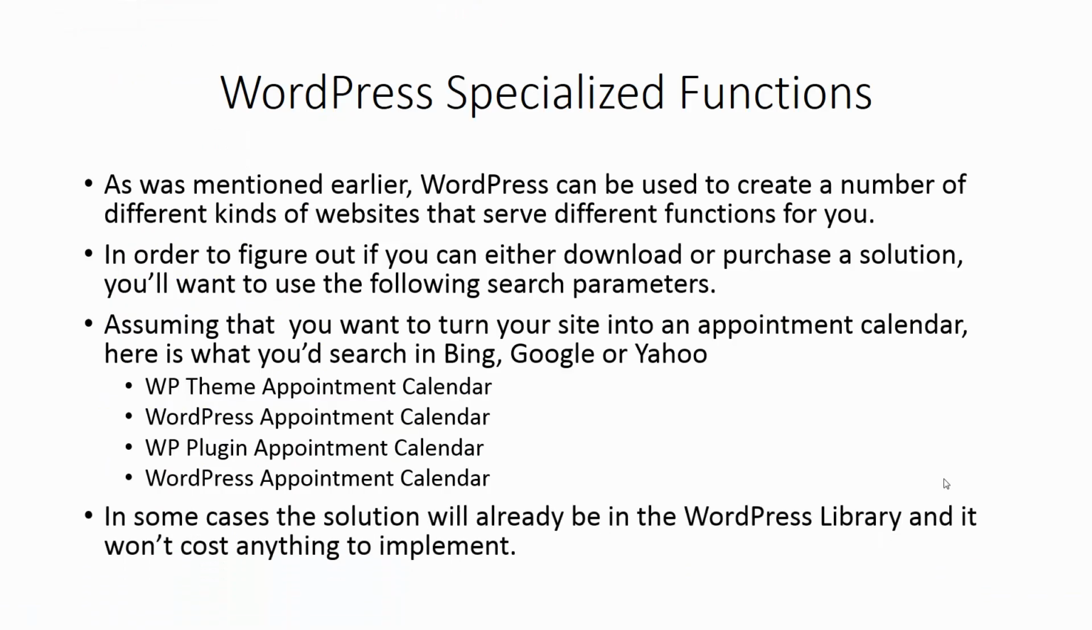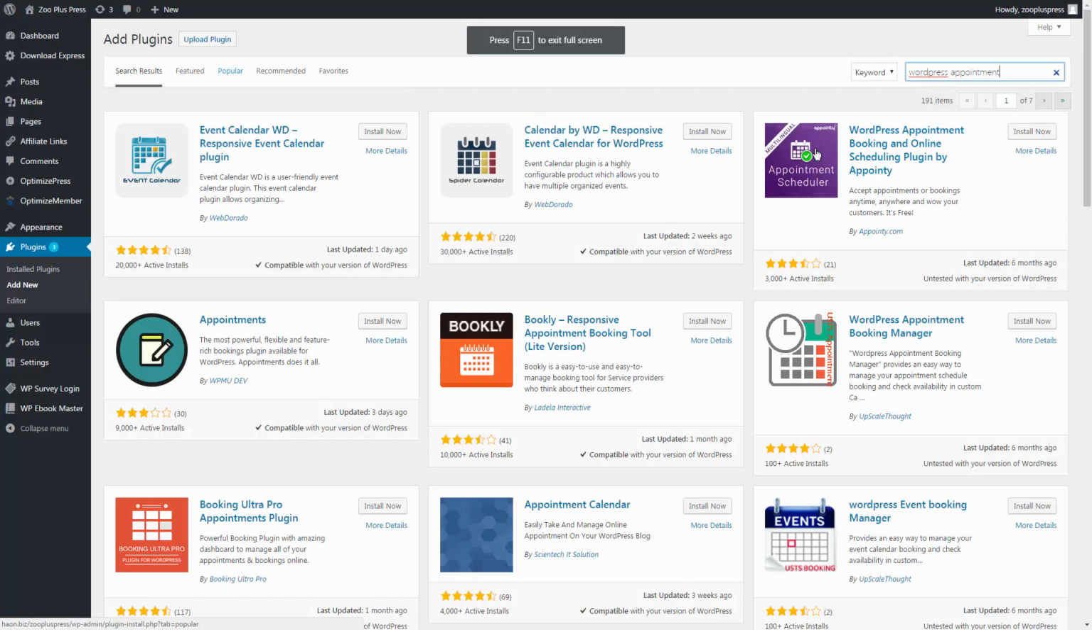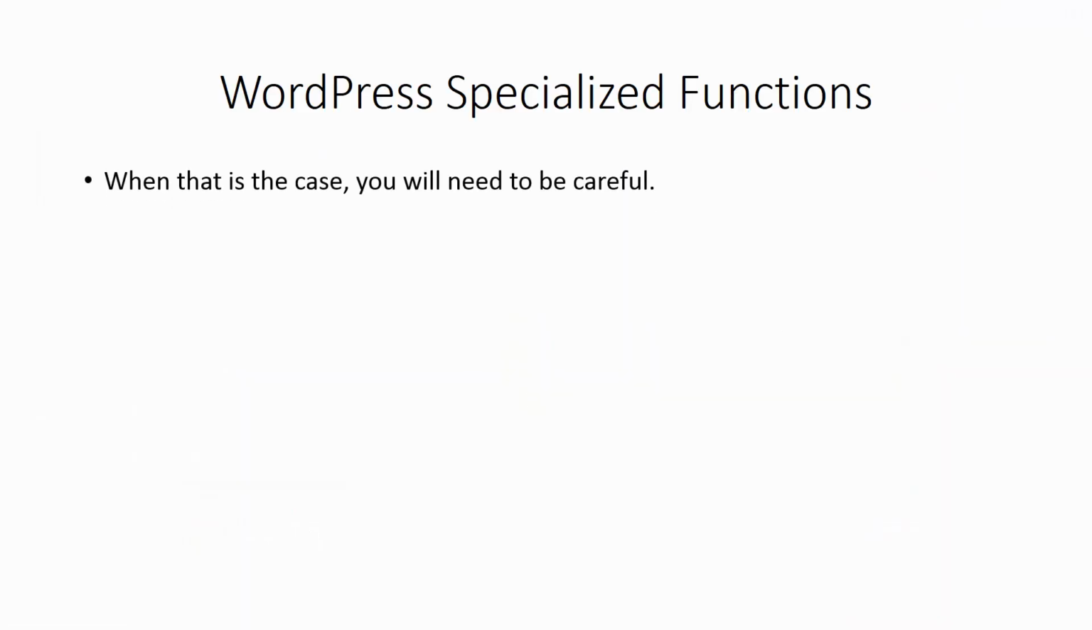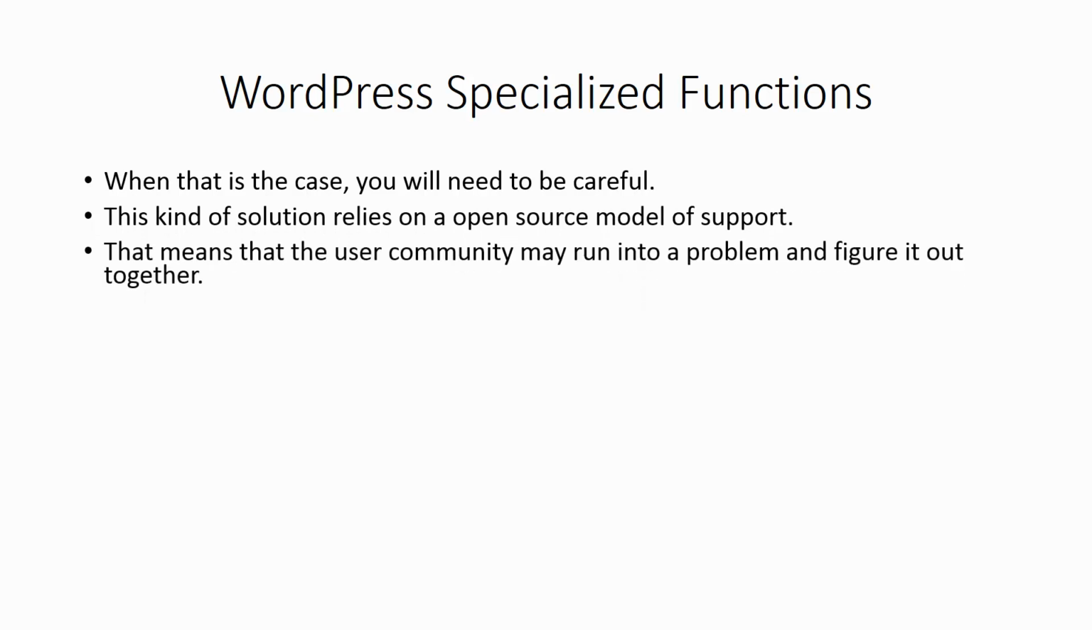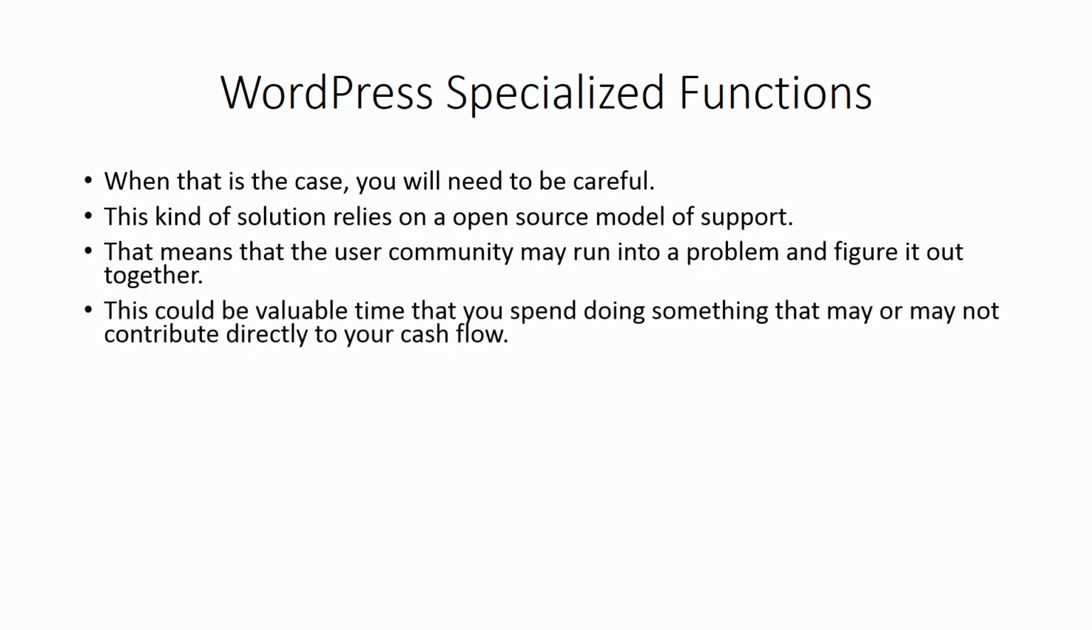Now, in some cases, the solution will already be in the WordPress library and won't cost anything to implement it. You'll see this may be the case if you go searching for something like a plugin. When that is the case, you are going to need to be careful. This kind of solution relies on an open source model of support. That means that the user community may run into a problem and figure it out together.